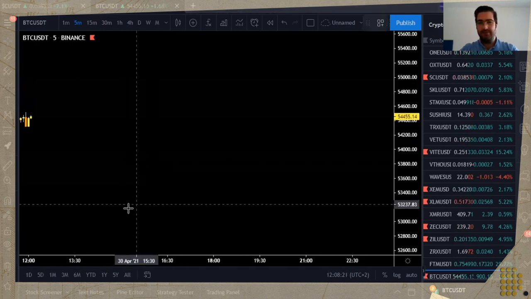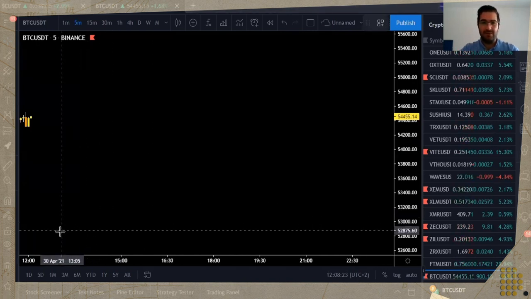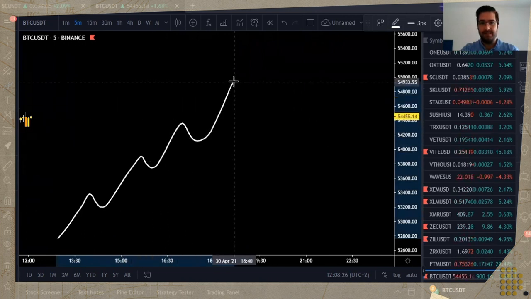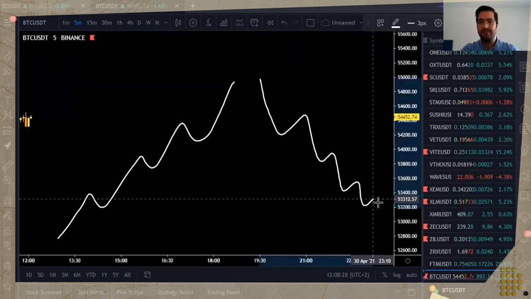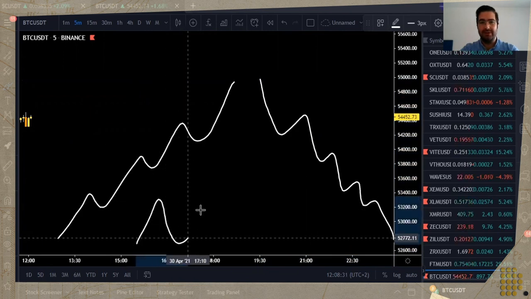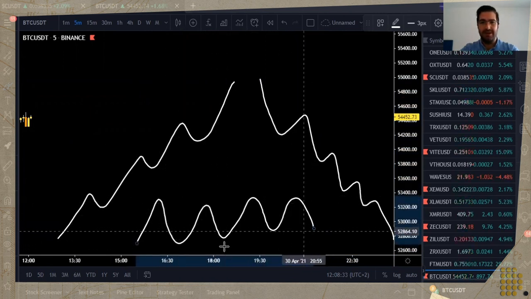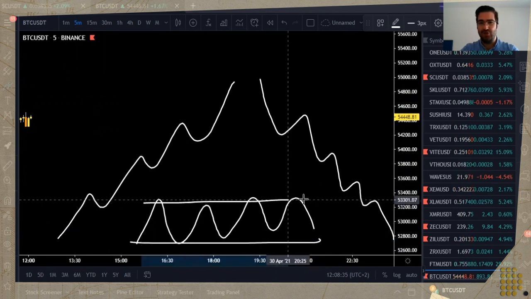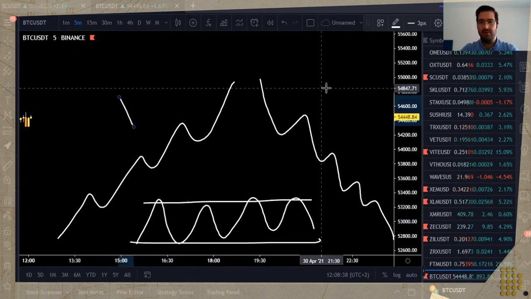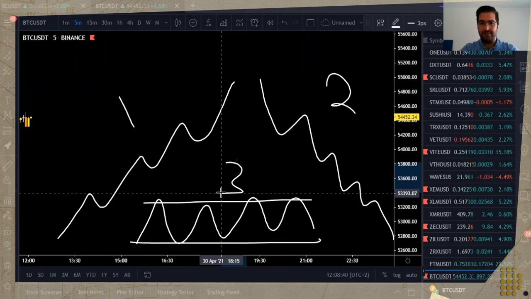So let's go to the charts to see how we can spot a trend, what are the types of trends, and the disadvantages and advantages of trading these types of movements. We have three different types of trends: the uptrend, the downtrend, and something called a neutral trend, where the market is trading inside a channel or a range. So 1, 2, and 3.